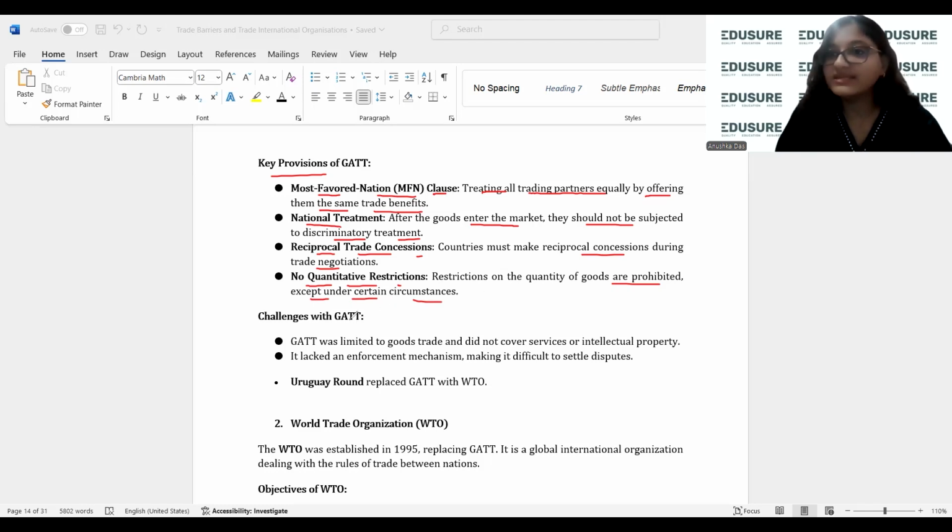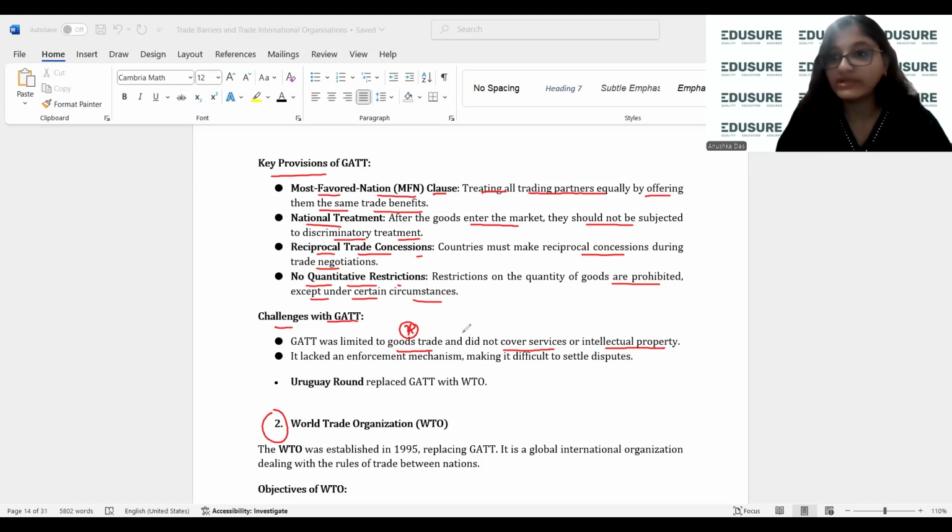Now, challenges. Every treaty, agreement, every organization will face certain challenges. What were the challenges faced by GATT? GATT was limited to goods trade only. That is why we needed the World Trade Organization after that. GATT was limited only to goods trade and not service trade and intellectual property trade, which was incorporated by the World Trade Organization, or WTO.